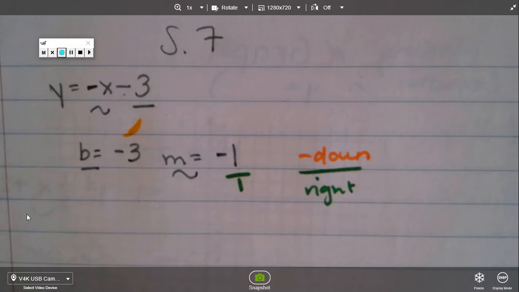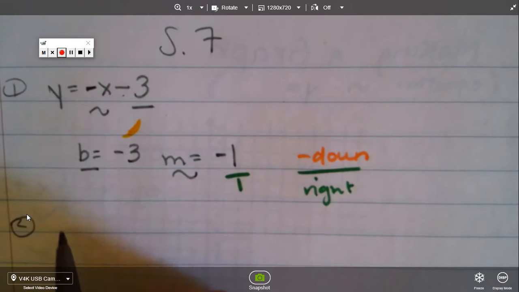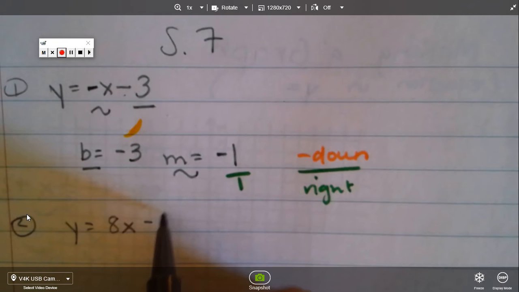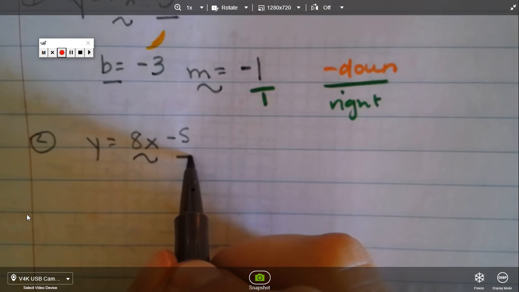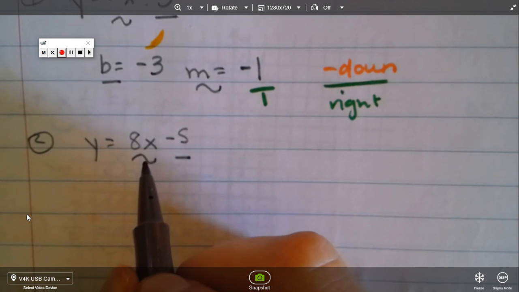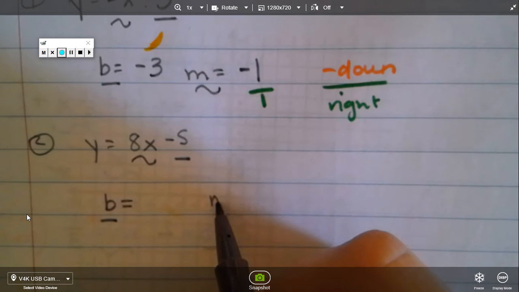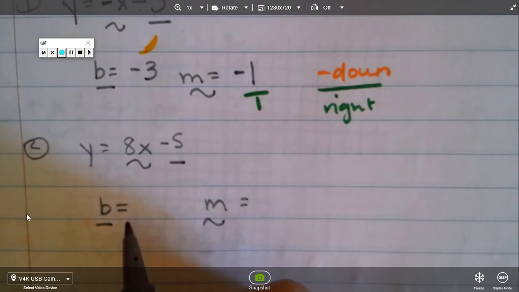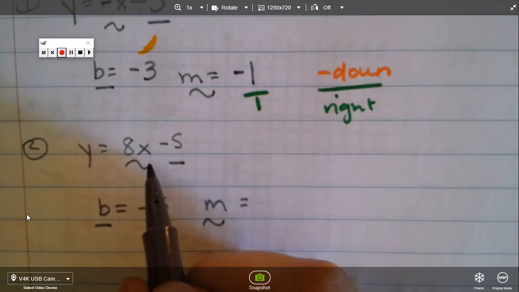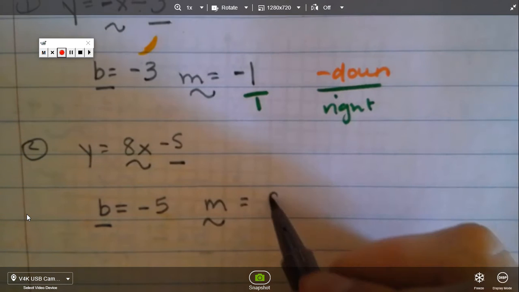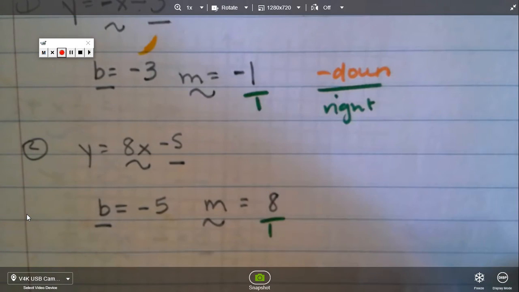All right, let's do this one. On this one, I'm going to write it down. This is number 2. Y equals 8x minus 5, squiggly underline. This one has x, this one does not. It's not the squiggly because it's the first one, it's because it has the x. So my B is the one I underlined, my M is the one I squiggly. My B, the one I underline, is -5. My M is the one with squiggly, 8. Again, because it's a whole number, I make it a fraction and I write over 1.